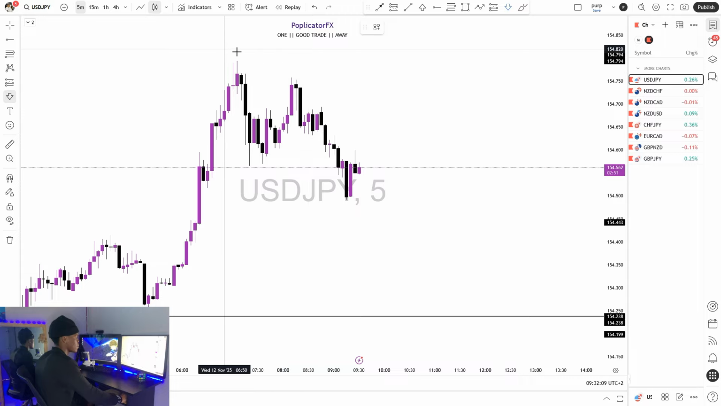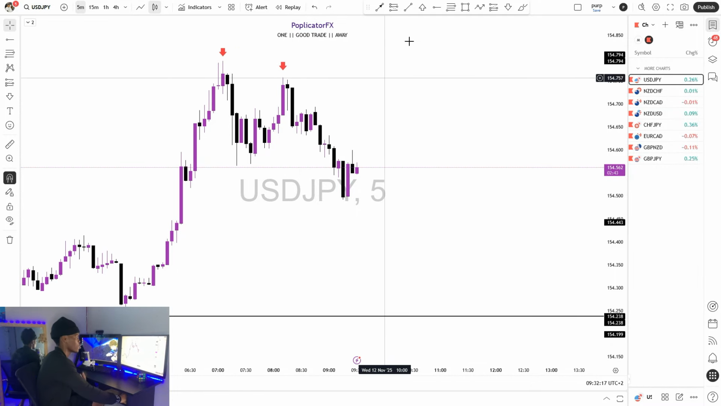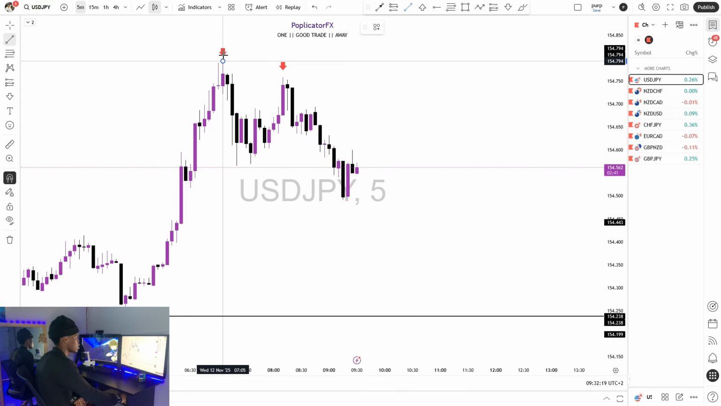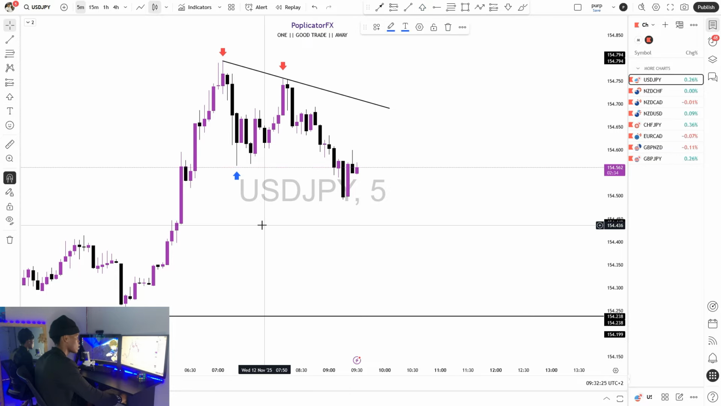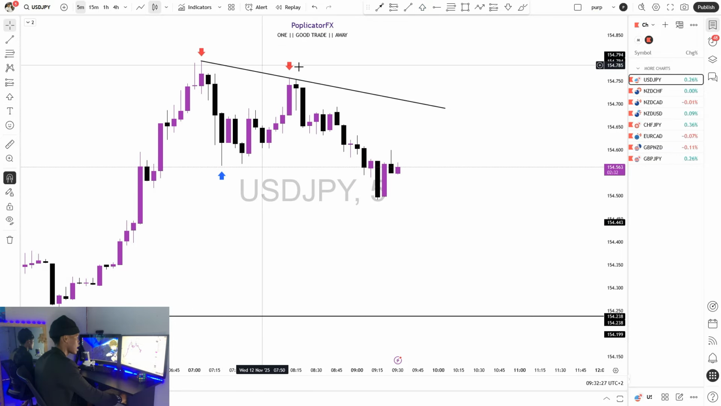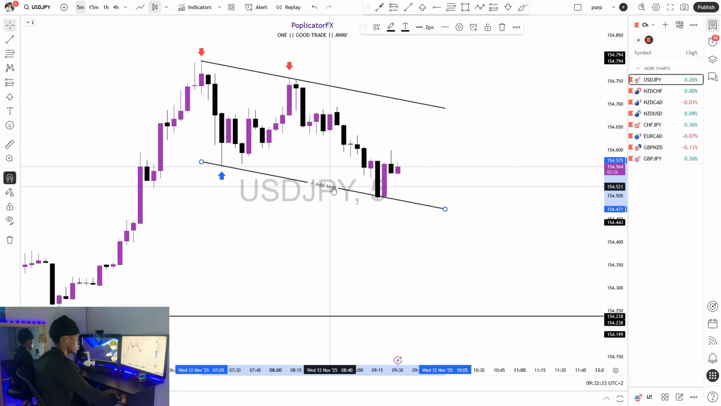So we are going to identify our correction. Can you see that here we have that highest level, and here we have the high that failed to break the highest level? So I'm going to connect these two highs using a trend line. I'm going to make a copy of it and paste it on the lowest level in between this high and this high, which is this one here.